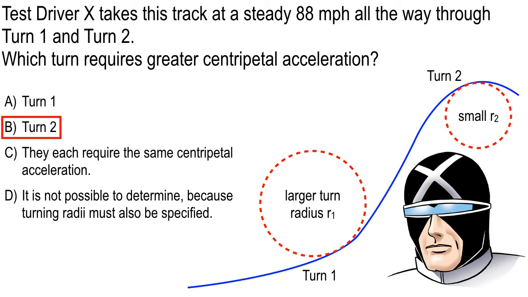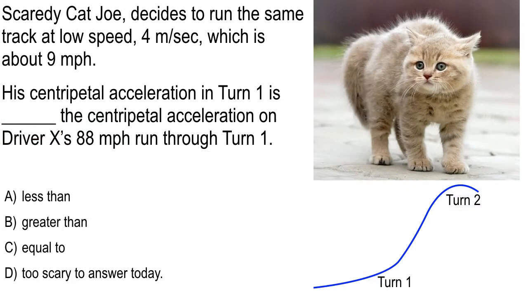Question number 4. Scaredy cat Joe. Okay, this little kitty cat is going to run the same track at 4 meters per second. It's about 9 miles an hour. Now read and think carefully.